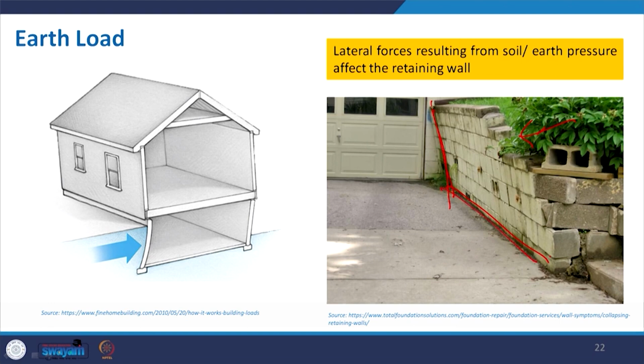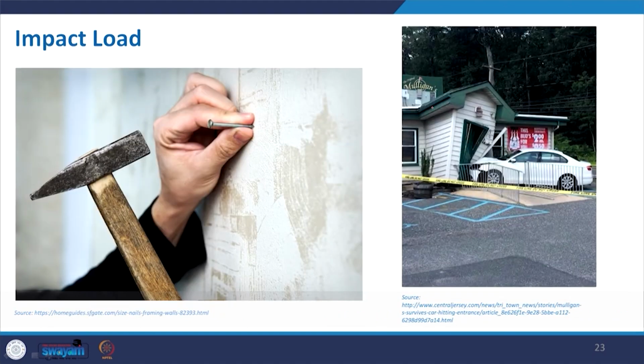Sometimes it is also very vital to know. So, this is earth load. Impact load, I have already given the explanation: nailing with a hammer, or maybe a car just hits a building all of a sudden, that creates the impact. So, it is also sometimes important. If your building is vulnerable to this kind of thing, you have to take it into consideration. And if your structure is weak, sometimes putting in a nail can also damage your building.